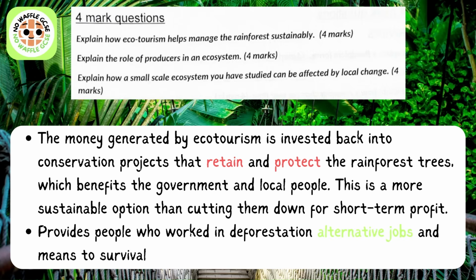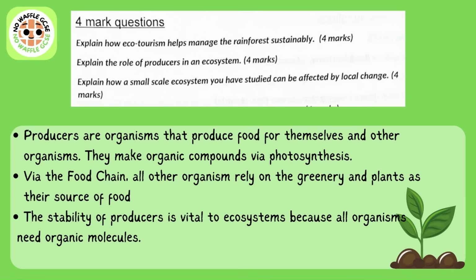The next question, explain the role of producers in an ecosystem. So producers are organisms that produce food for themselves and other organisms. They make organic compounds via photosynthesis, don't forget that. And via the food chain, all other organisms rely on the greenery and the plantation and the foliage as their source of food. Therefore, the stability of producers is vital to ecosystems because all organisms need organic molecules, specifically carbon.